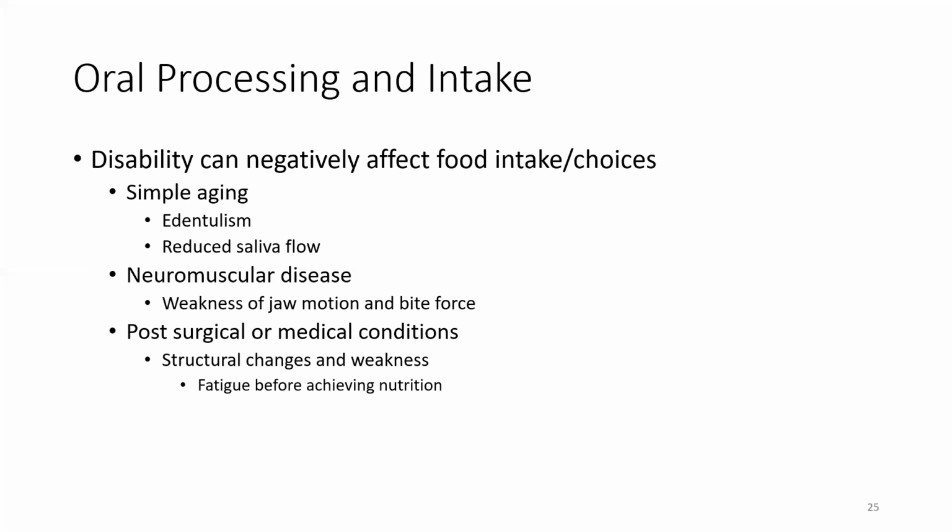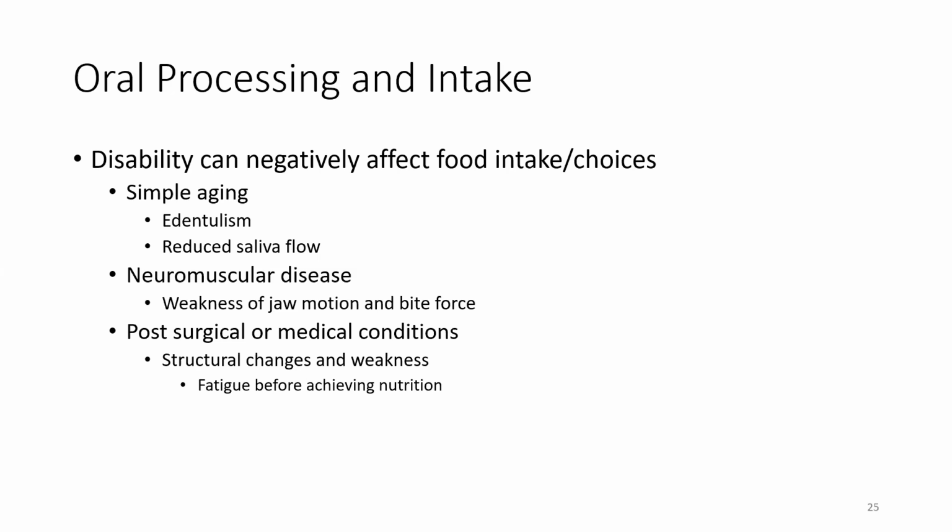The reduction in particle size is very important to create an environment where the food can be broken down efficiently in the gut. And simple aging can result in disability of all those different components that we talked about in the previous slide. Edentulism is very frequently seen in elders. Reduced saliva flow can result from simple aging, where there's a reduction in the capacity of the salivary glands to produce saliva, as well as the iatrogenic effect of many medications, as well as things like radiation therapy and other treatments.